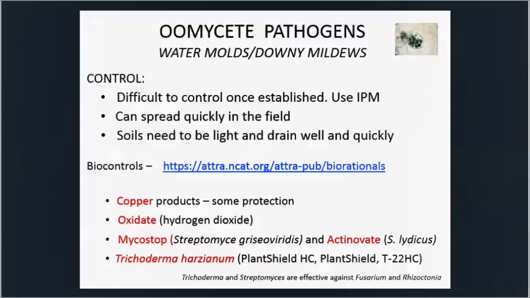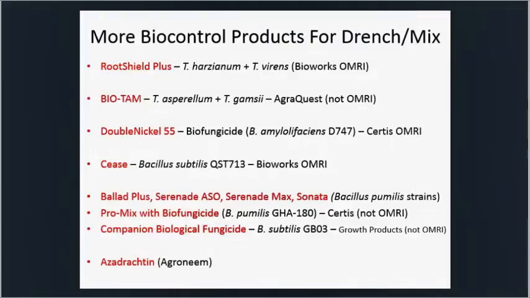Some biocontrols for organic, you can use copper products, hydrogen dioxide, Streptomyces and Actinovate products, as well as Trichoderma products. More types of biological products, as you see here. These will be available to you at a later date. You don't need to write them down.